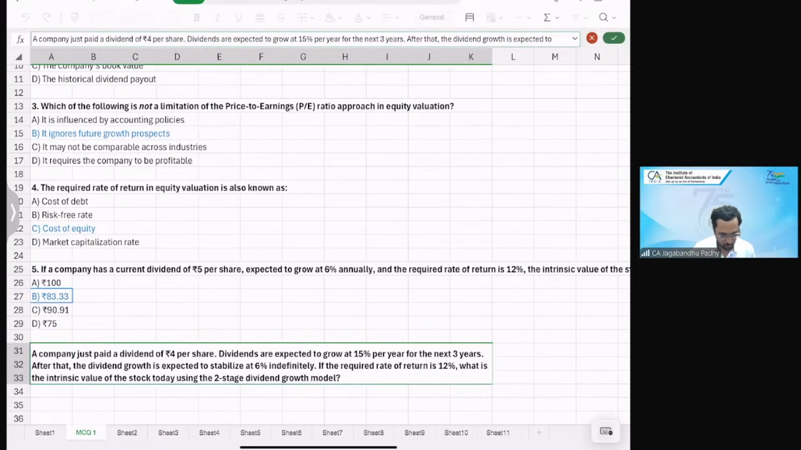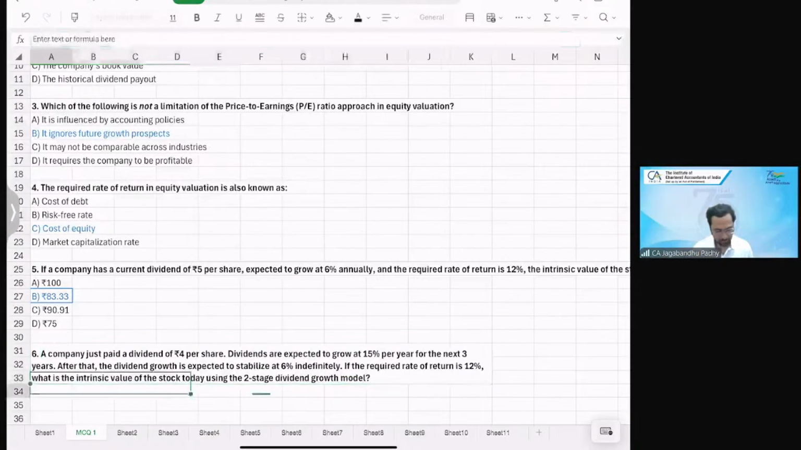Sir, in this, in some places we are taking dividend 1+G, and in some places only the dividend. If we take 1+G here, the answer is wrong. How do we know whether to take 1+G or not? Okay, student, I will explain. Don't worry. Jagbandhuji, how have you considered this question? It has a current dividend of 5. It's the current dividend, so it is taken to be D1.